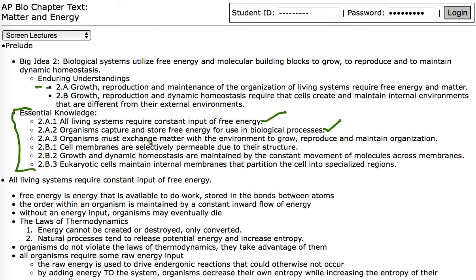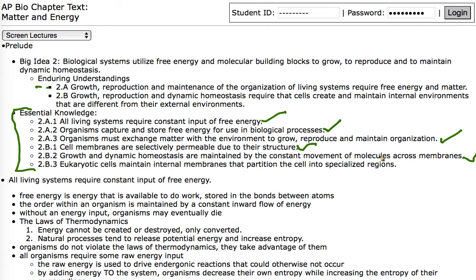And then next, organisms must exchange matter with the environment to grow, reproduce, and maintain organization. So it's not just energy. We also have to have matter in order to do our thing. Cell membranes are selectively permeable due to their structure. That'll be towards the end of this particular discussion. What that means is they let some things in and not others, and they let some things out and not others. And next, growth and dynamic homeostasis are maintained by the constant movement of molecules across membranes.